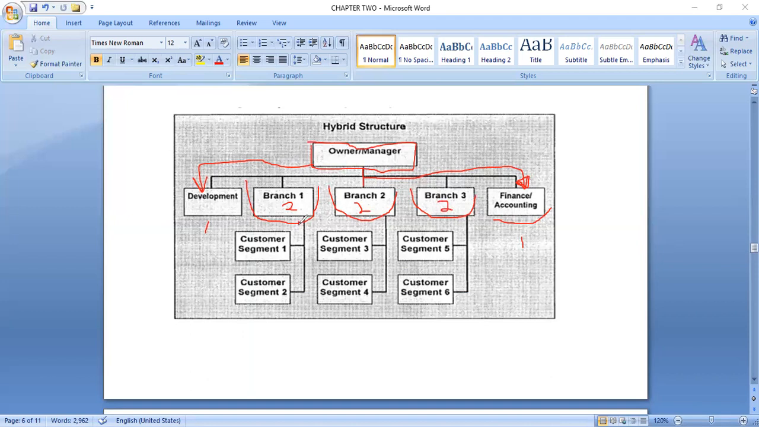And then here, what do you realize? We are also seeing that each branch is handling a different customer segment. And of course, we've seen that with categorization of divisional structure, we had what we call customer organization structure. So it's also a combination of divisional organization structure in the form of customer organization structure. So this is how a hybrid organization structure looks.